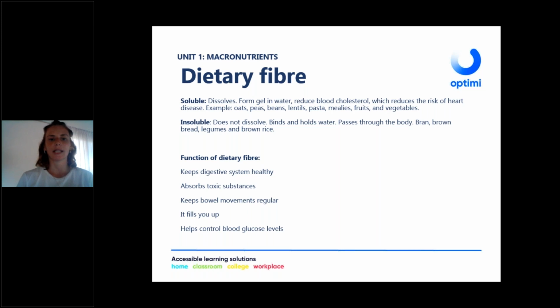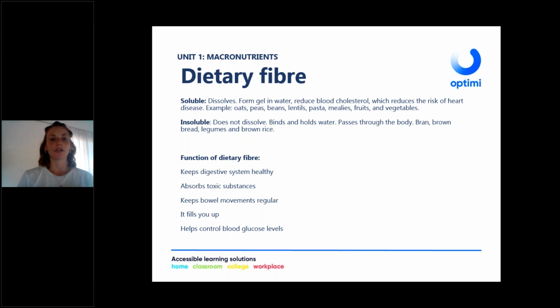Now, soluble you will normally get in beans and mealies and veggies and fruits. Okay, so soluble is your nice type of fiber. Then insoluble, it does not dissolve. So it binds and holds onto water and then it just passes through the body. It's not being absorbed. It just passes through with water. It doesn't dissolve inside. Examples of that would be brown bread or brown rice.